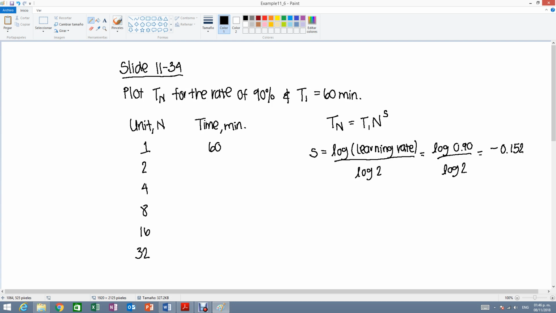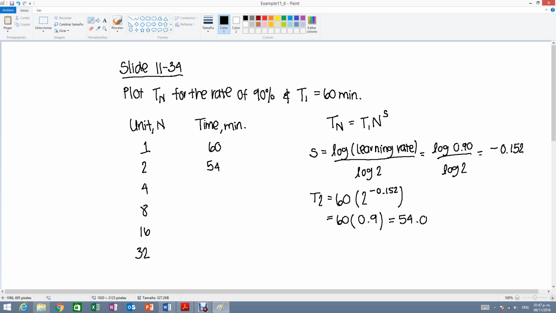Now let's calculate T2. So for T2, we said that T1 is 60. N will be 2. And then we're going to raise 2 to the minus 0.152. Make sure that you're only raising the number to s, not the whole thing. So with this being said, we're going to get 60 times 0.9. This gives us 54. So that means that this is going to take 54 minutes.